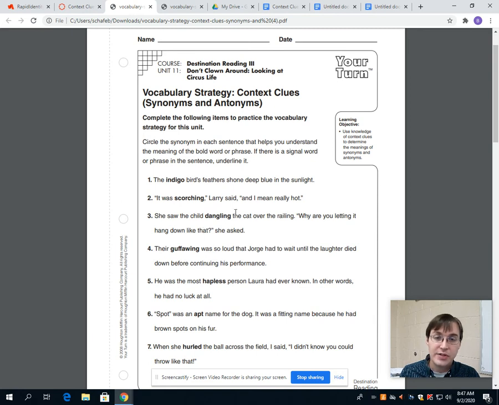So since she's asking the child what she's doing to the cat, and she uses the words hang down, I think this is going to be our meaning. She saw the child dangling. She asked, why are you letting it, the cat, hang down? So I think hang down probably means dangling.